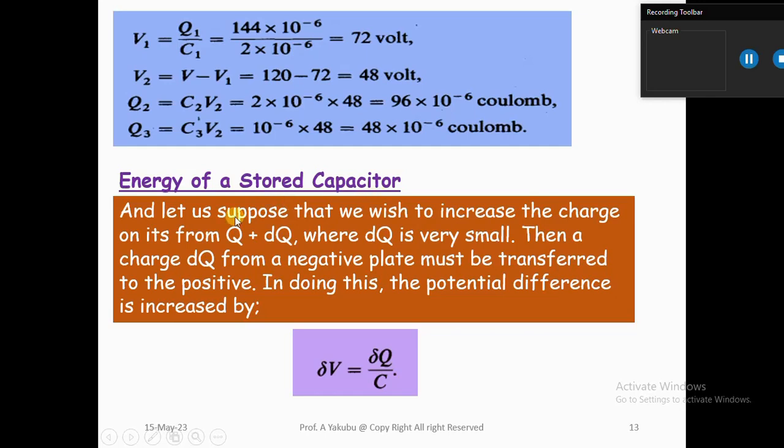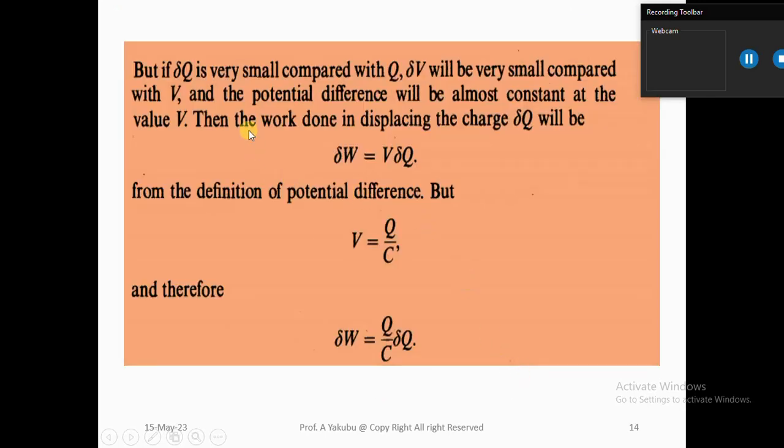Energy stored in a capacitor. Let us suppose that we wish to increase the charge on it from q to q plus dq, where dq is very small. Then a charge dq from the negative plate must be transferred to the positive. In doing this, the potential difference is increased by dv equals dq over c, instead of v equals q over c. But if dq is very small, the work done is v dq.